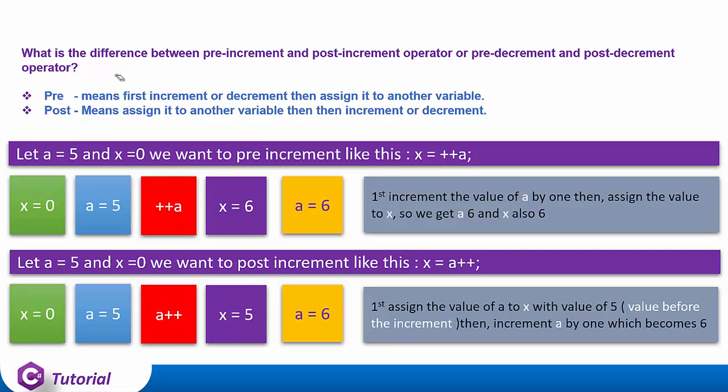So we took an example down here. But let me tell you that pre means first increment or decrement, then assign it to another variable. Post means assign to another variable, then increment or decrement. So this is the idea.